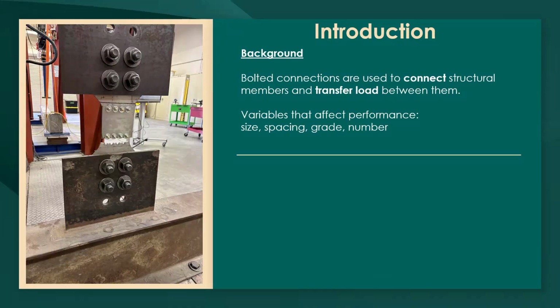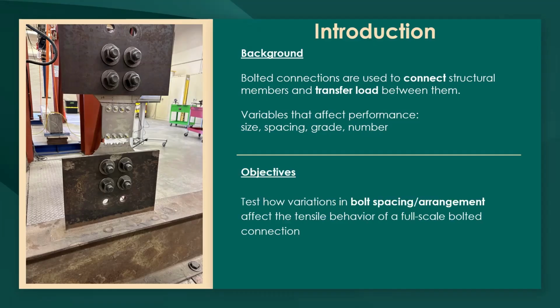So, bolted connections are a fundamental element of structures. They're used to connect structural elements and transfer load between them. There are various factors that affect the performance of bolted connections, including the size of the bolts, spacing between them, their grade, and the number of bolts used.